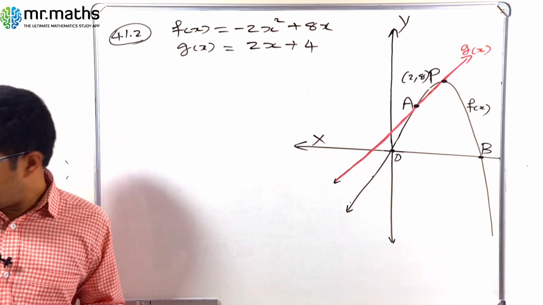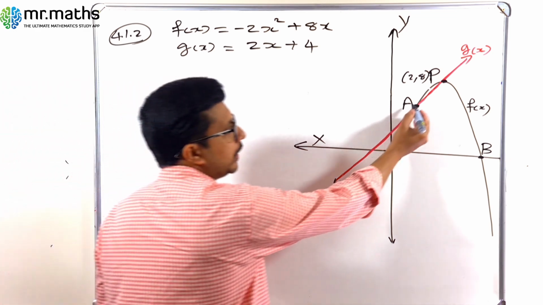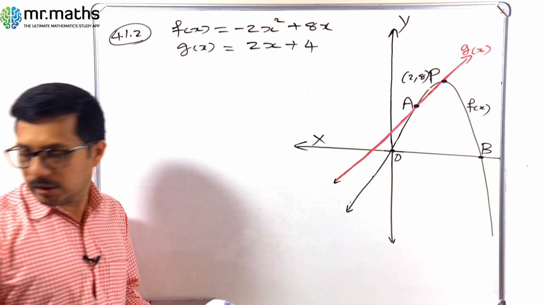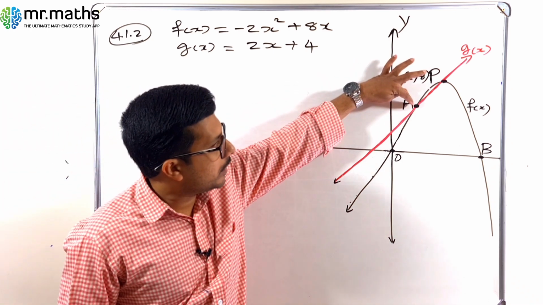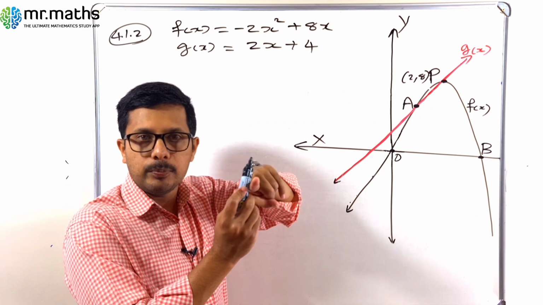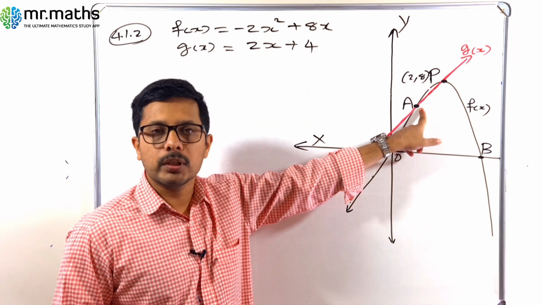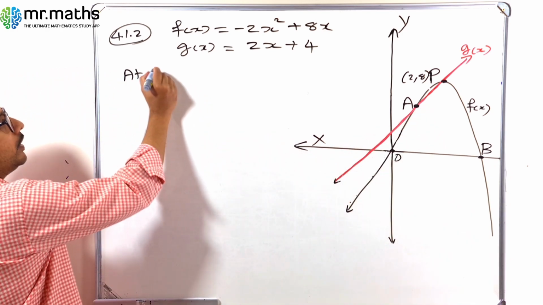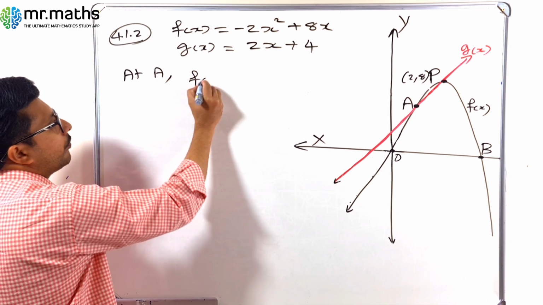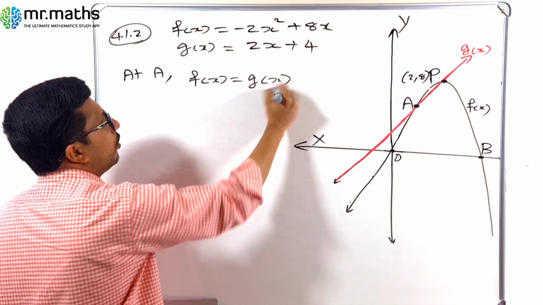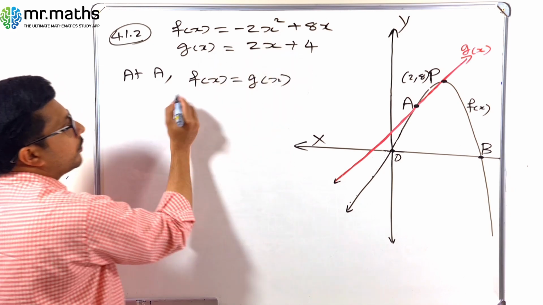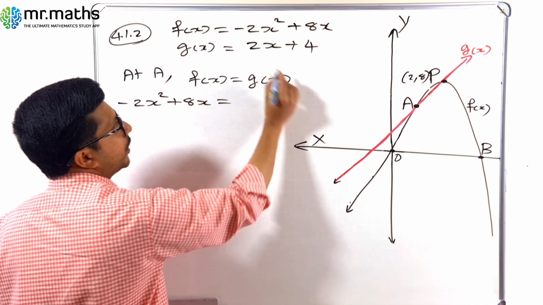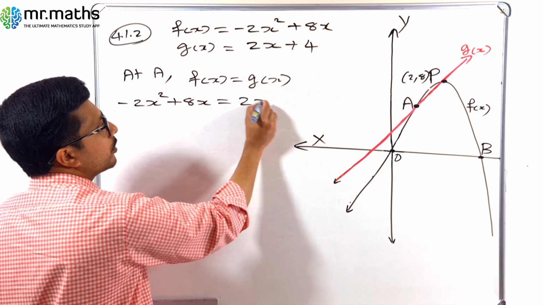Okay, now that point A, this point A is the intersecting point of both f of x and g of x. Am I right? So this point A is the intersecting point of both graphs. So at this point, both the graphs f of x and g of x are equal. So what can we write? At A, f of x is equal to g of x. So what is f of x? This one. So minus 2x square plus 8x is equal to, what is g of x? 2x plus 4.